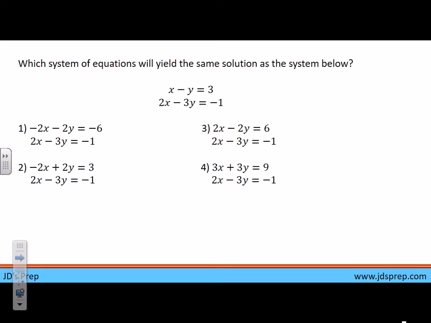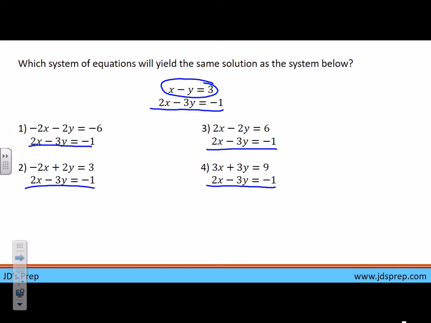One thing to notice right away is that if we are looking at the second equation in our system of equations, the 2x minus 3y equals negative 1, all four of the systems in numbers 1 through 4 have exactly the same second equation, 2x minus 3y equals negative 1. So there's no question that that equation, being the same as the one that we're given, is going to lend itself to yielding the same solutions. So all of our focus in this problem is going to be on that first equation, the x minus y equals 3.